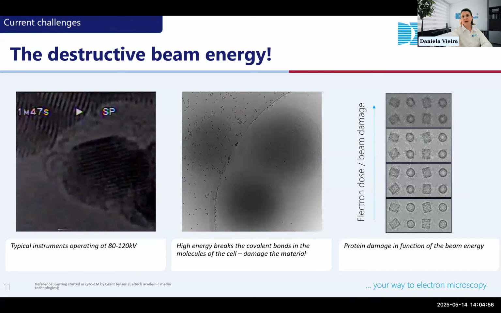In the second video, I have a bacterium that has been imaged in high voltage TEM. What we see is the damage to the material because of the high energy. The high energy breaks the covalent bonds in the molecules of the cell. So in the end, you lose your information, you lose your shape, morphology, and all the structures that you want to analyze. And in the last picture, I have different pictures of proteins. When I increase the electron dose, I increase the beam damage, and I also lose some information from the sample.